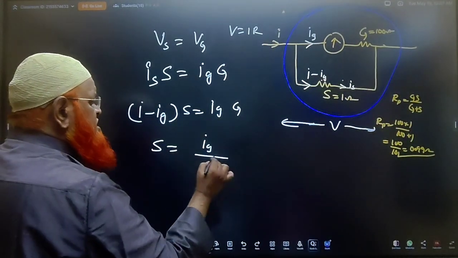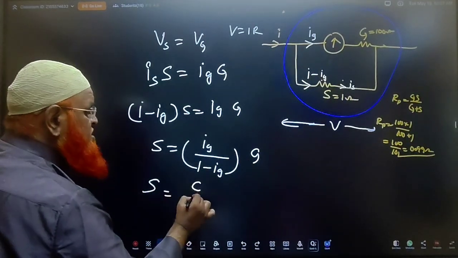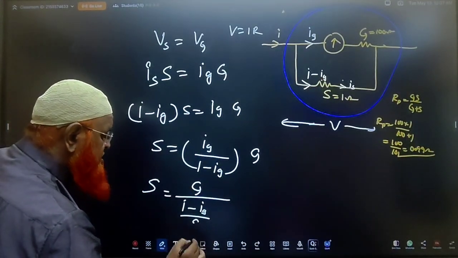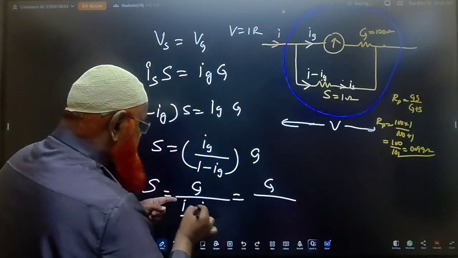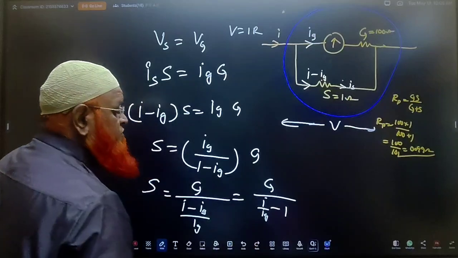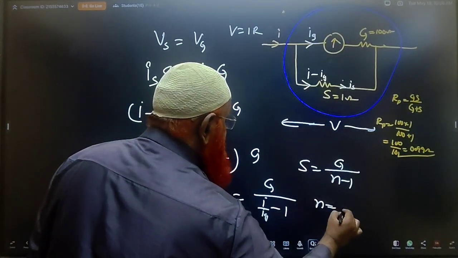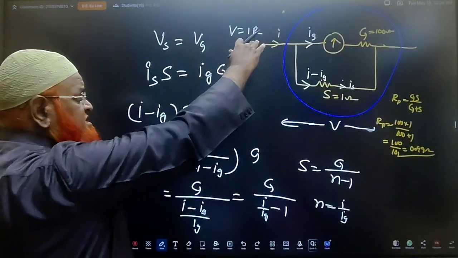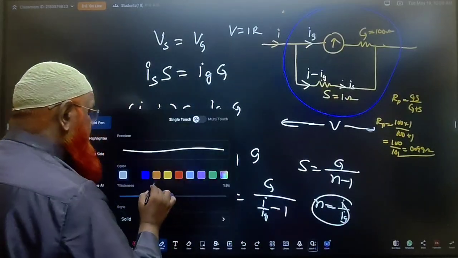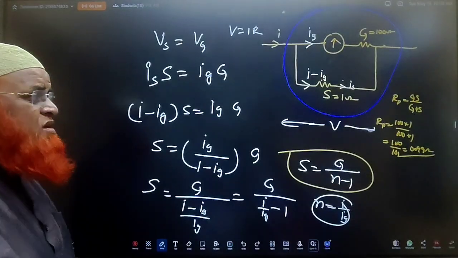The shunt is S equal to Ig by I minus Ig into G, which is S equal to G divided by I minus Ig by Ig. If you divide, it becomes I by Ig minus Ig by Ig, which is 1. Therefore S is equal to G by N minus 1, where N is the ratio of total current to the current across the galvanometer. This formula represents how much shunt resistance we are connecting to the galvanometer.